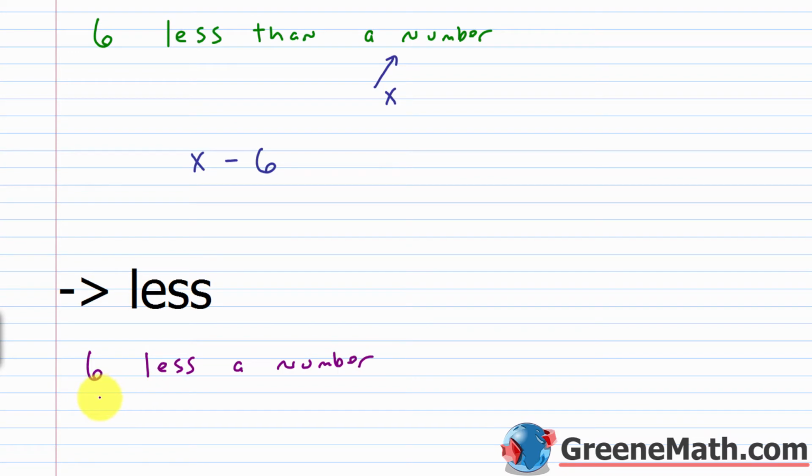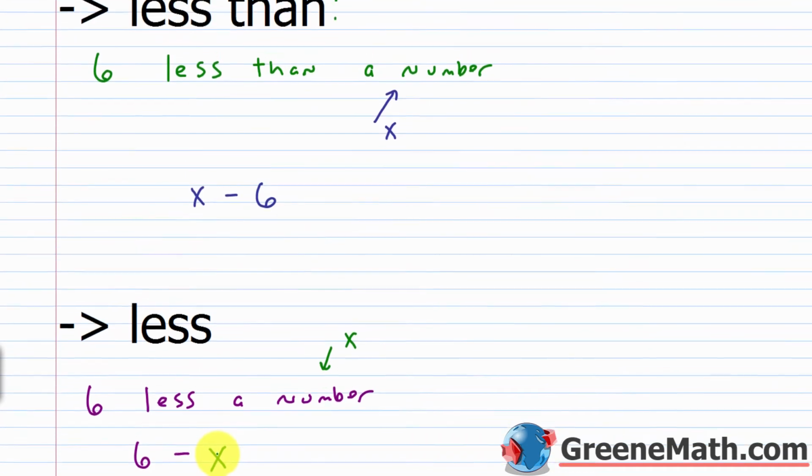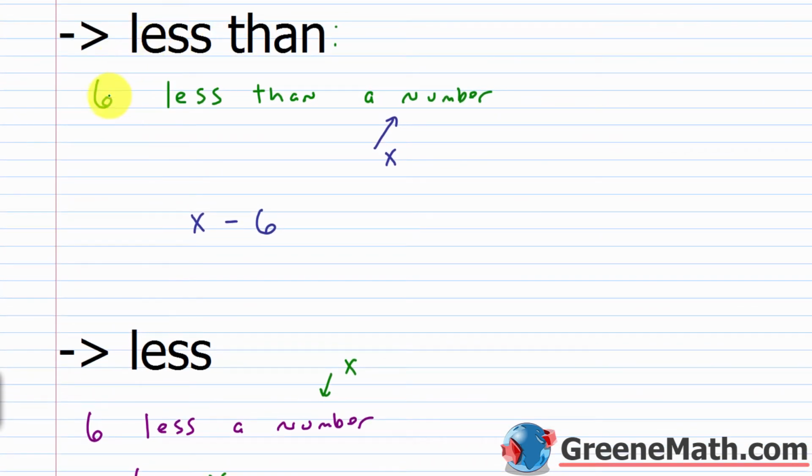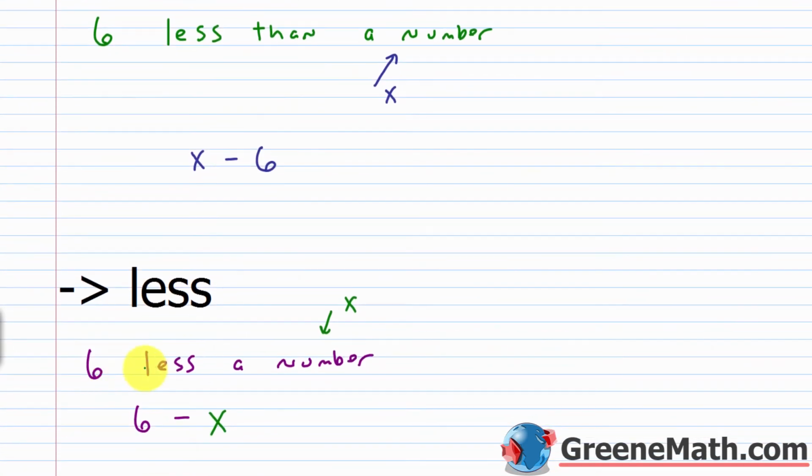Well, in this case, this translates to literally 6 minus, and then whatever we use for our variable, in this case, let's use x again. So this is 6 minus x. So again, notice the difference between the two. In this example, we have 6 less than a number, implying that we start out with the number, which is x, and then we're 6 less than that, so we just subtract away 6. In this example, it's 6 less, just less, a number. So 6 less a number, which we represented with x.